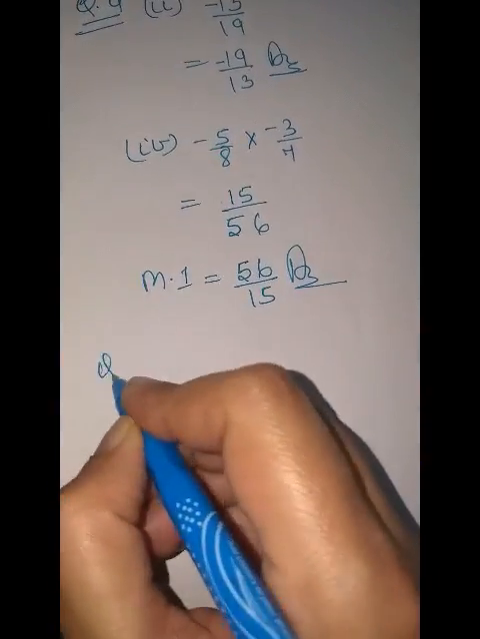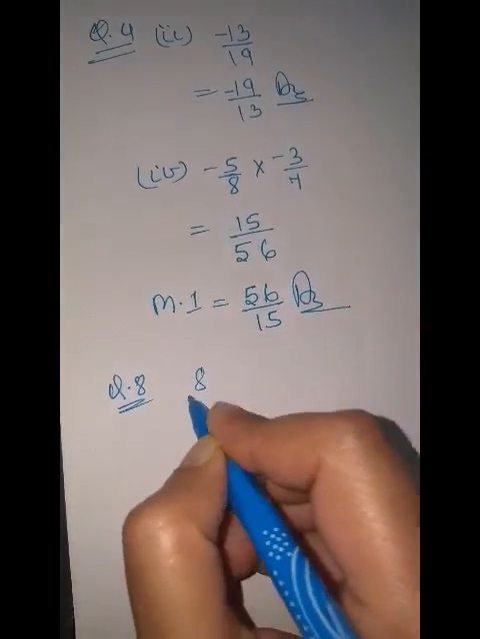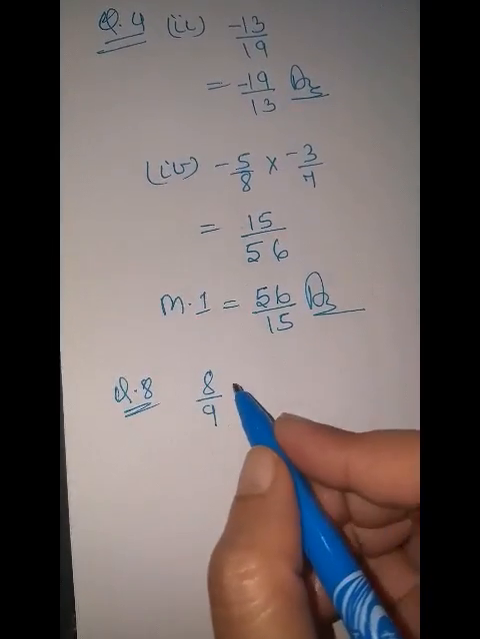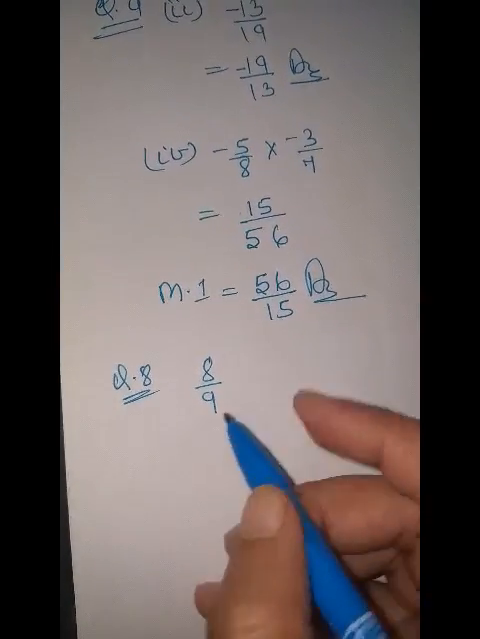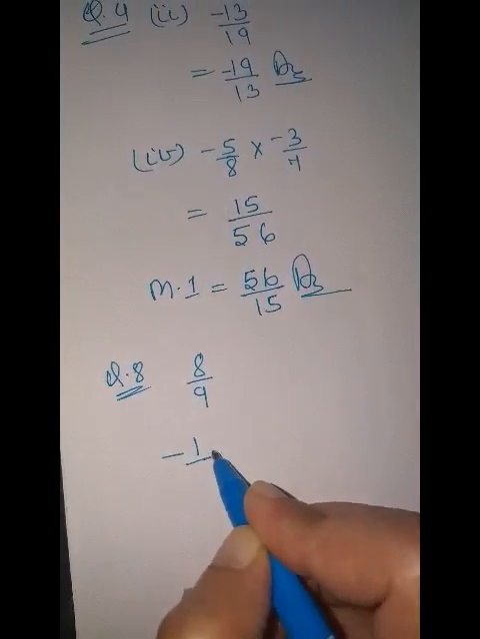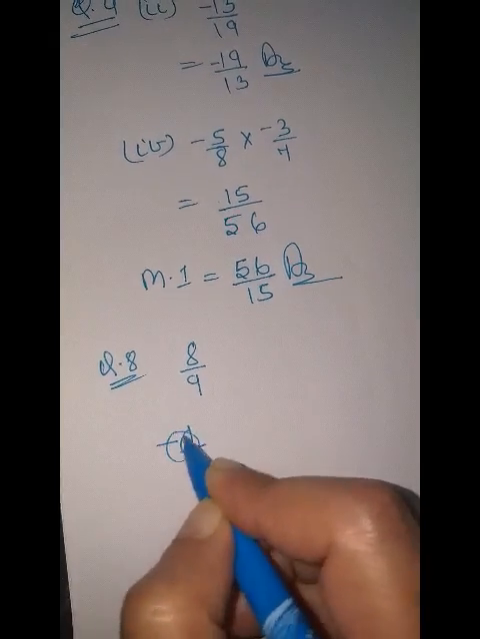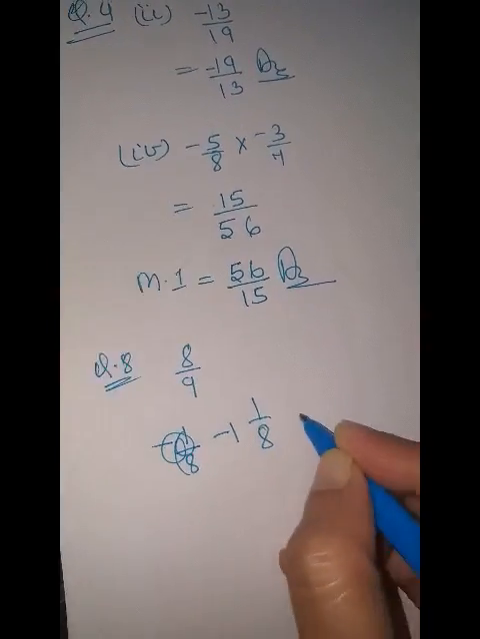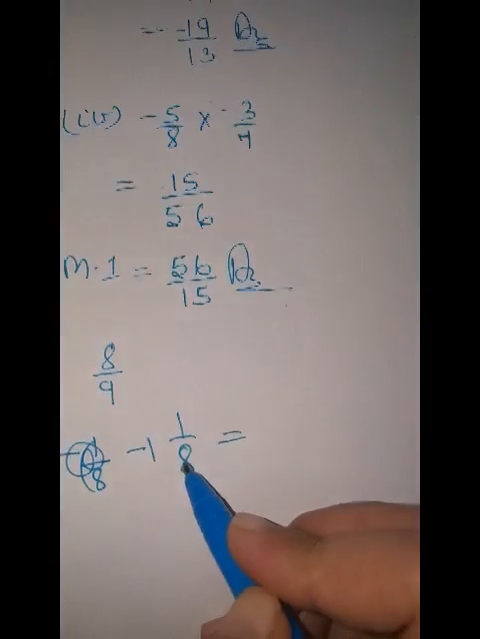नाउ सी द क्वेश्चन नंबर 8. दिस आई विल टेल यू ऑन पेपर. Is 8/9 the multiplicative inverse of -1/8? Now see here, question number 8 we are starting. 8/9 हमें बताना है मल्टीप्लिकेटिव इनवर्स है -1/8 का. तो हम लेते हैं यहाँ पे -1/8. तो पहले हम इसे चेंज करेंगे फ्रैक्शन में.